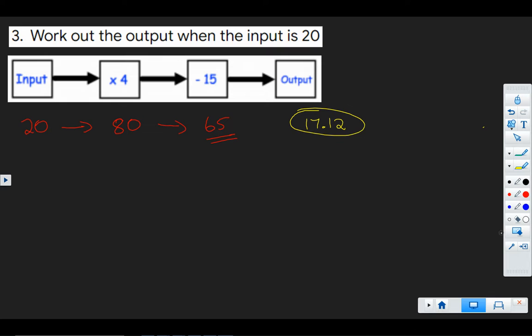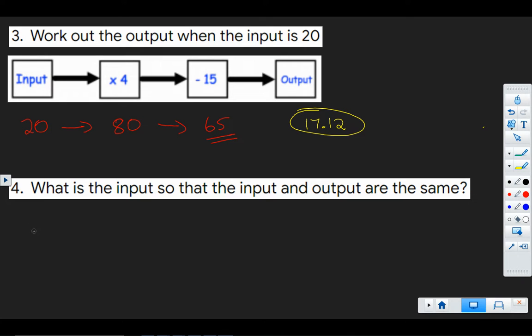17.12. Okay, so this is an interesting question. So we're going to put in a number. We don't know what it is, n. We're going to multiply by 4, so that's now 4n. We're then going to take away 15, so that's 4n take away 15. And we're told that the output of that is the same number that went in. So we now have an equation here that we need to solve.